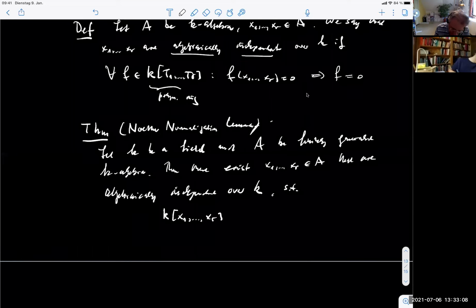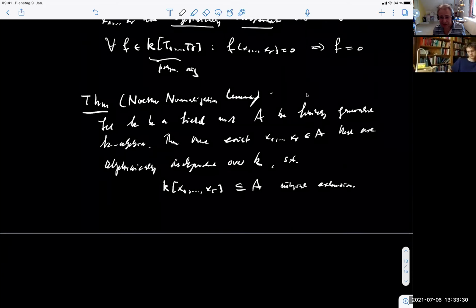If I now look at the subalgebra of A generated over the field by these elements, x1 up to xr, then this extension is an integral ring extension. Okay, so I think this theorem is super important, and I can say a little more.